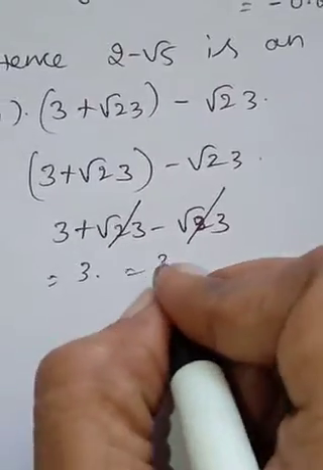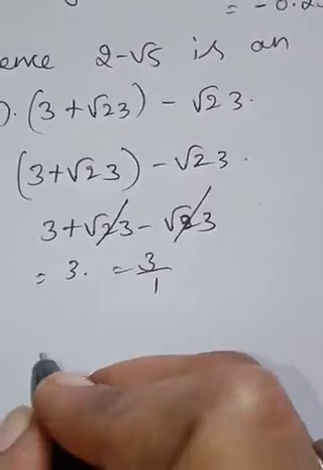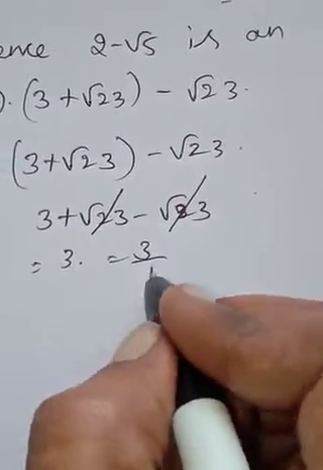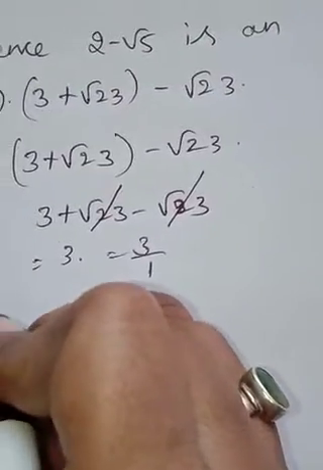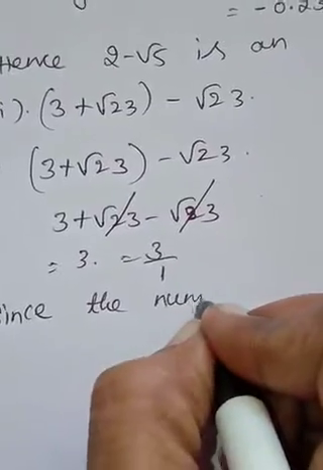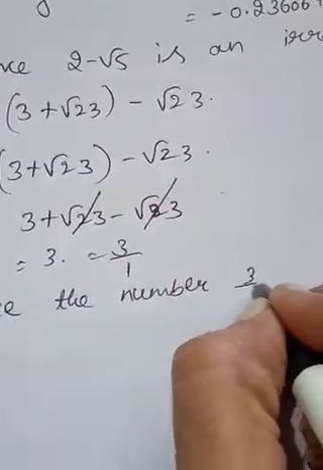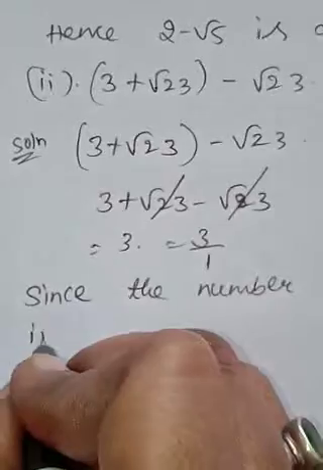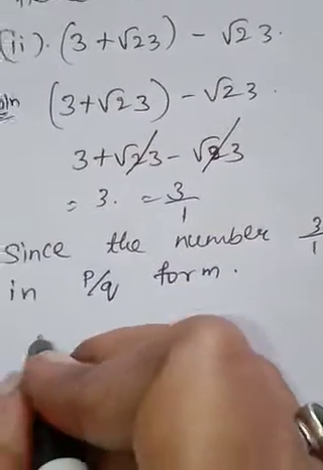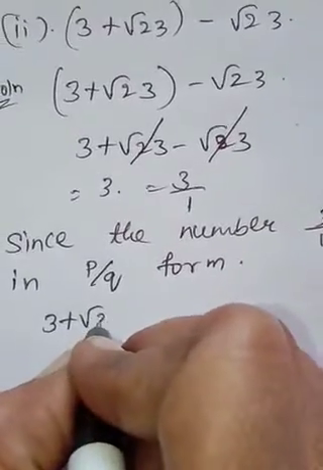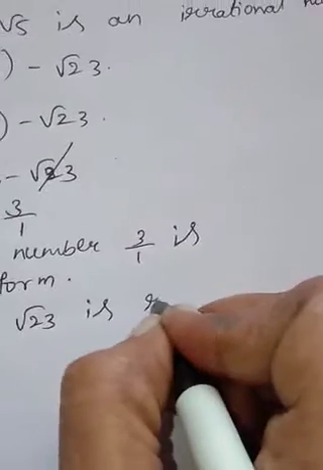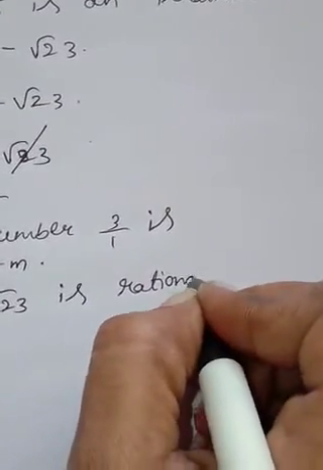In the denominator, nothing is there, so we assume 3 by 1. That means it is in the form of p by q. Okay, you will agree with this. That means 3 by 1 is in the form of p by q. I will write one more sentence. Since the number 3 by 1 is in p by q form, hence 3 plus root 23 minus root 23 is a rational number.